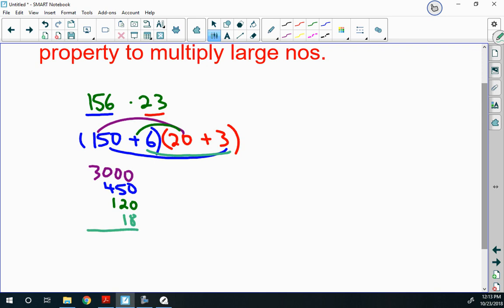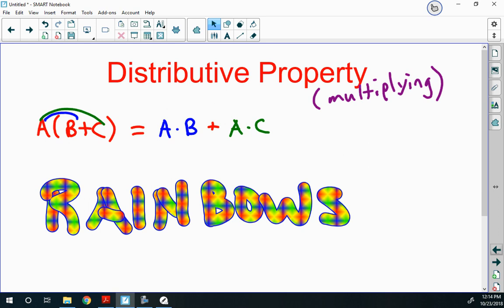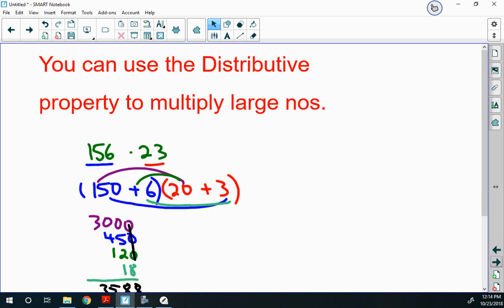We just add right down the column. Down this column, we get 8. Down the next column, we get 8 again. Down the next column, we get 5 and a 3. And that's it. Did you know you could multiply big numbers like that? Maybe you did, maybe you didn't. So the distributive property can be used to multiply large numbers. That's the distributive property. It's essentially just rainbows.